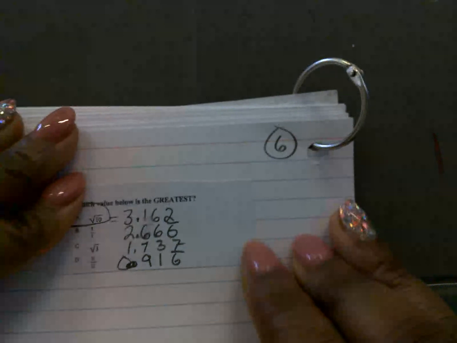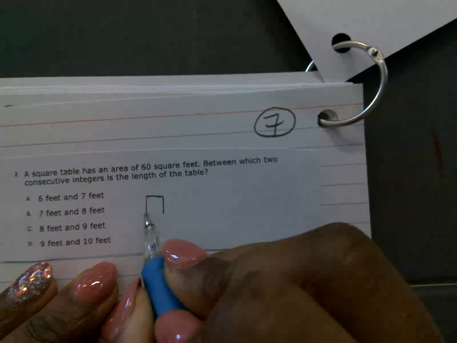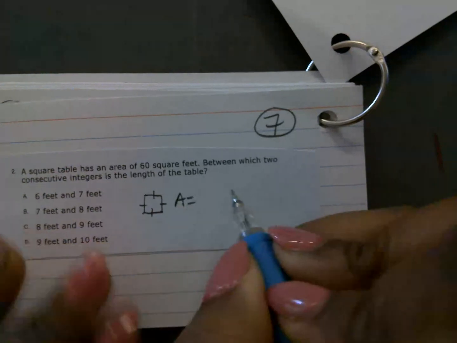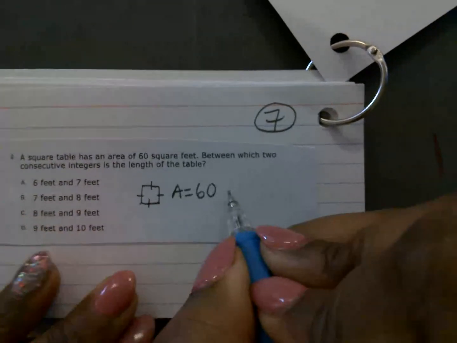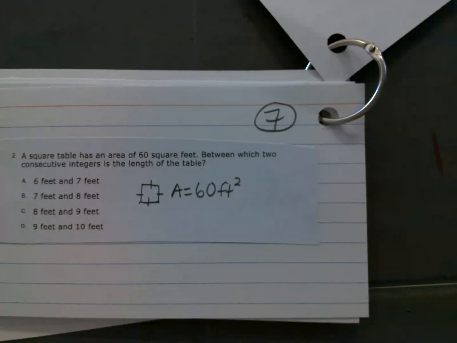Okay, good people, we're going to do the next card. It says the square table, and if we draw a square table, that means all the sides have the same measure. It has an area, let's say A, equal to 600 feet to the second power, or square feet, meaning the same thing. Please write that in. This is information that's given. It says which 2 consecutive integers, that means integers that are back to back, is the length of the table. So we have to find the length of the table.